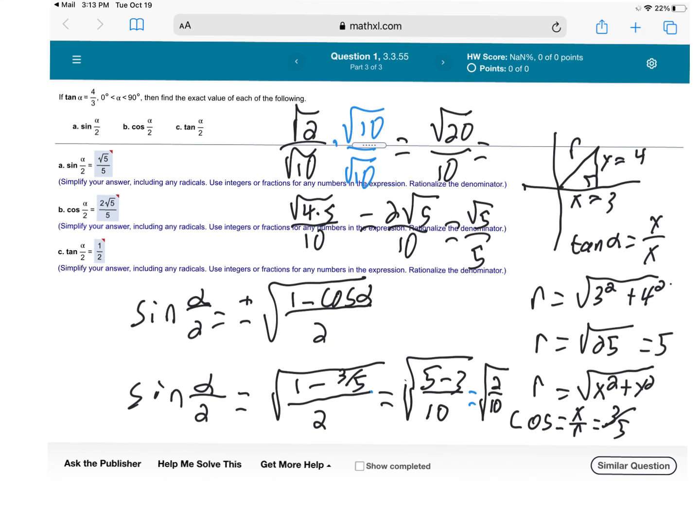Hello, I saw your question in the email. You're given tangent of alpha is 4/3, and we're in the first quadrant. Find the exact value of the following.